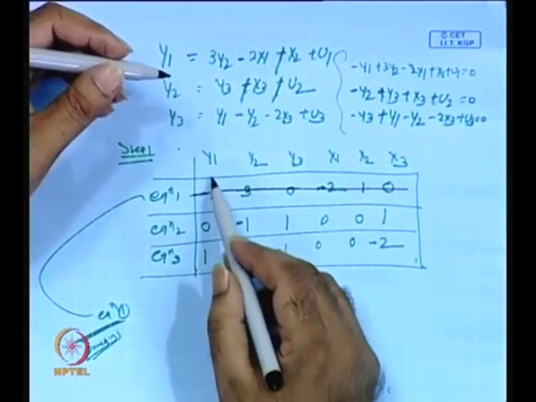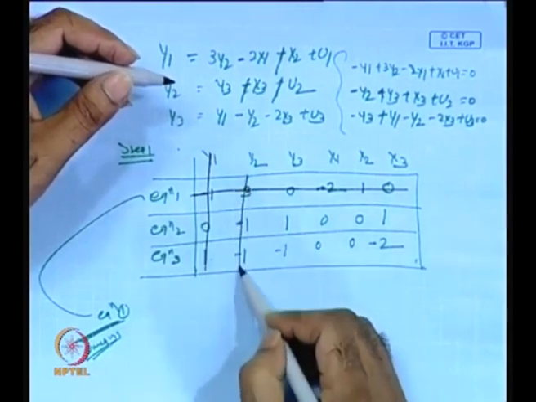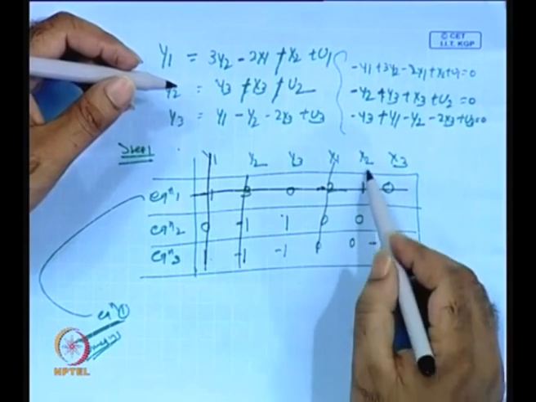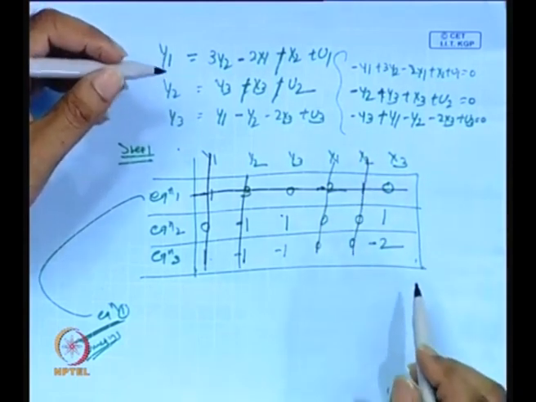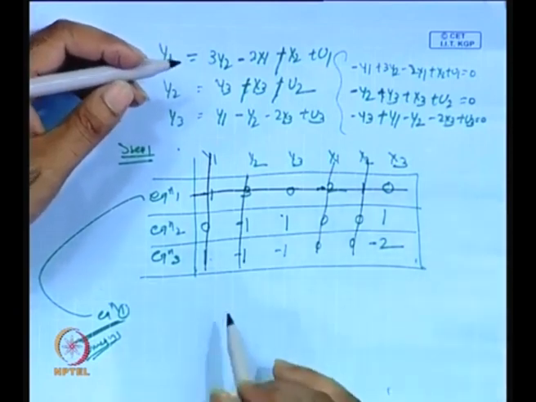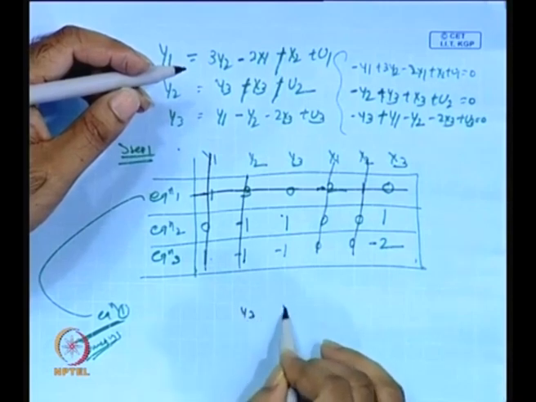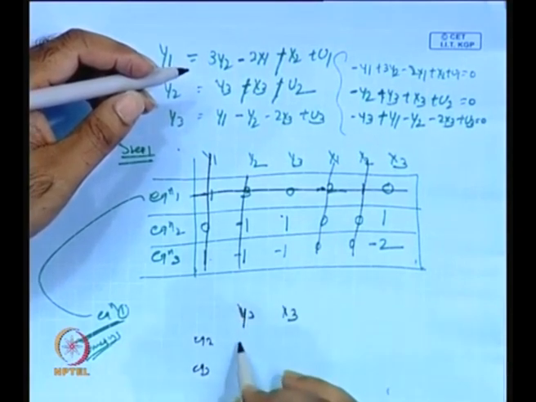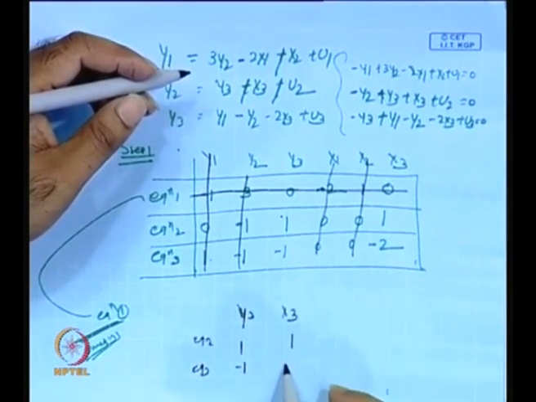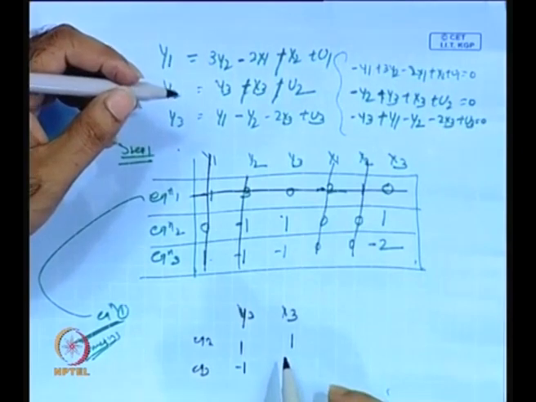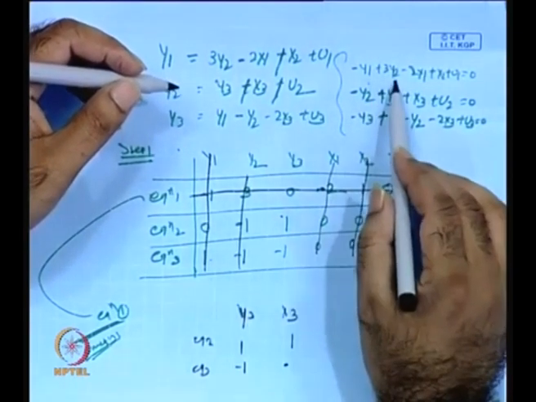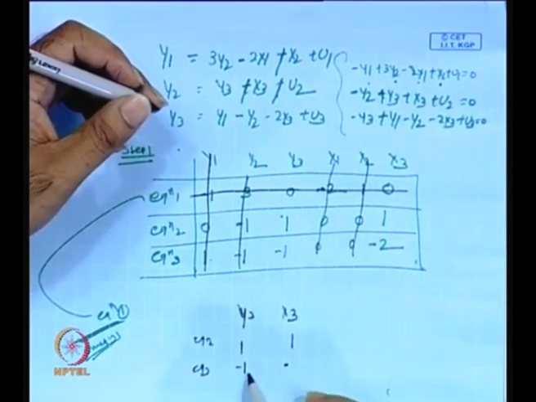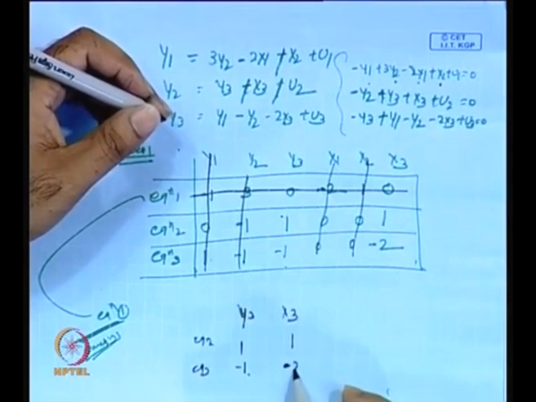So now y1 has to be removed, then y2 has to be removed, y3 is not there so it will remain. x1 will be removed, then x2 will be removed. Now we prepare the left out matrix, that is the reduced form of the matrix. The reduced form of the matrix is nothing but y3, x3, then equation 2, equation 3. So y3, it is 1, this is minus 1, this is 1, and this is y1, y2, x1 and x2. This is the first equation, so 1, minus 1, 1, minus 1, 1, minus 2.